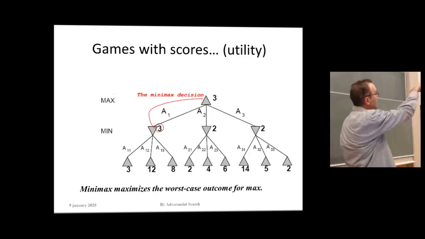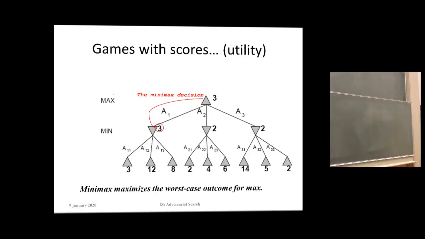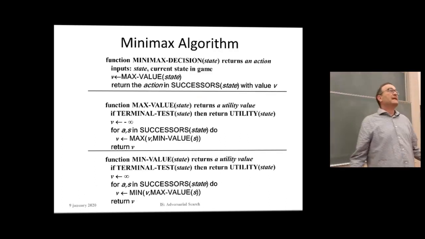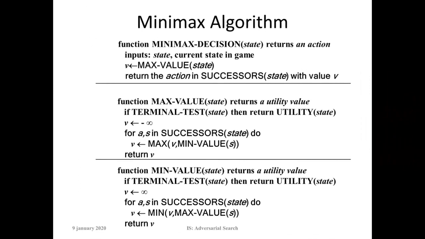And here is a sort of a free language way of writing this down. So minimax maximizes the worst case outcome for max. And algorithmically, this looks like this. So we start out with a minimax decision. If max starts the game, then you calculate the value for the state, which is the root of the state. You assign the value of this by calculating max value for the state. So how do you calculate the max value for the state?